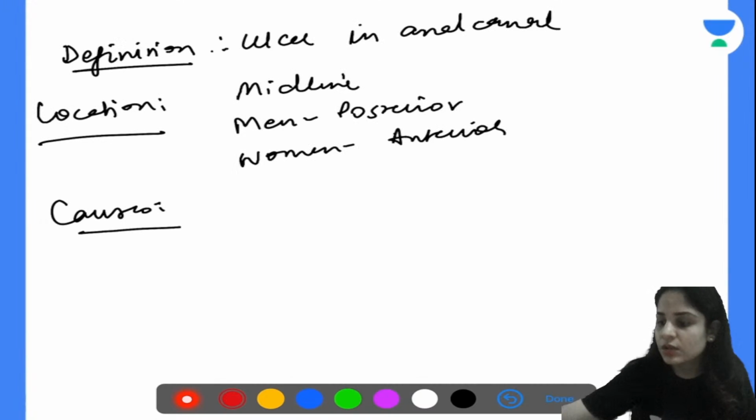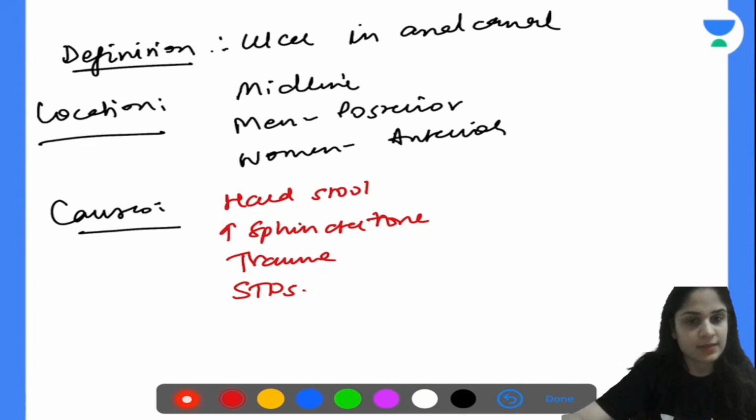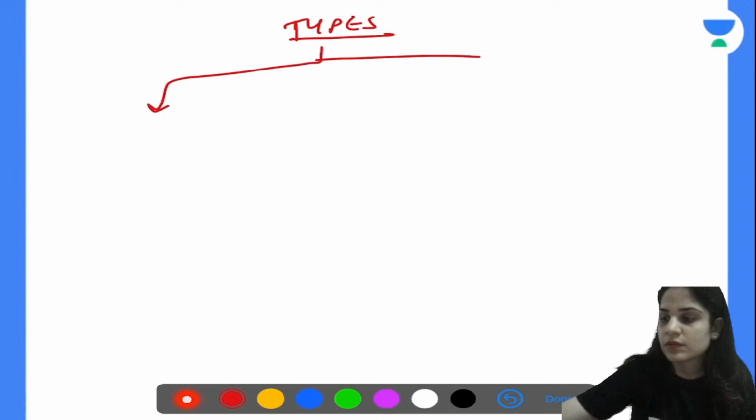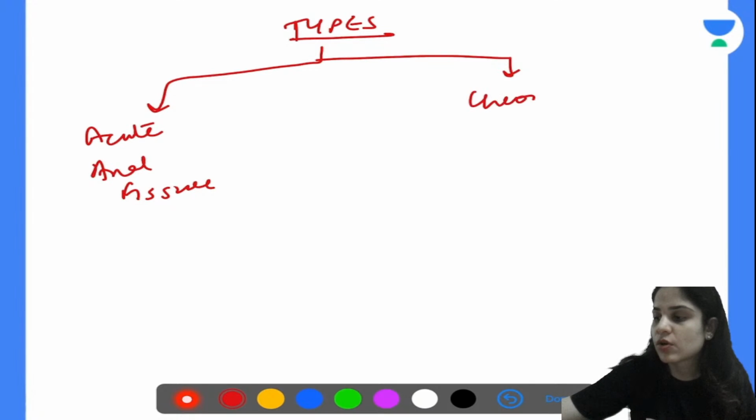Okay, so the causes of fissure are first hard stool, second increased sphincter tone, third trauma, and fourth it can also occur in case of sexually transmitted diseases. So these are all the causes of fissure in ano. All right. Now, the next thing that you need to know are the types of anal fissure. So, you have acute anal fissure and you have chronic anal fissure.